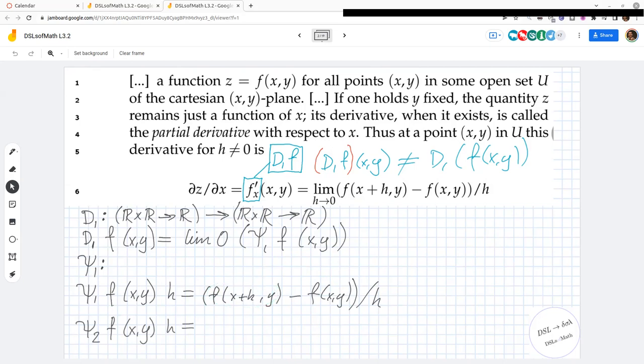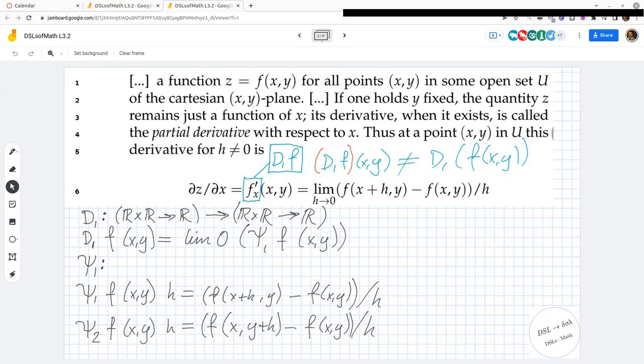And then the reason I type this in is because the definition up here does not tell you how to take the partial derivative with respect to y. But that's what psi 2 would do. So with exactly the same definition up there, but using the 2 as an index of psi, maybe that helps understanding the difference here. In that case, x is kept constant and y is changed by h. So the only difference here is that the plus h has ended up in another position.